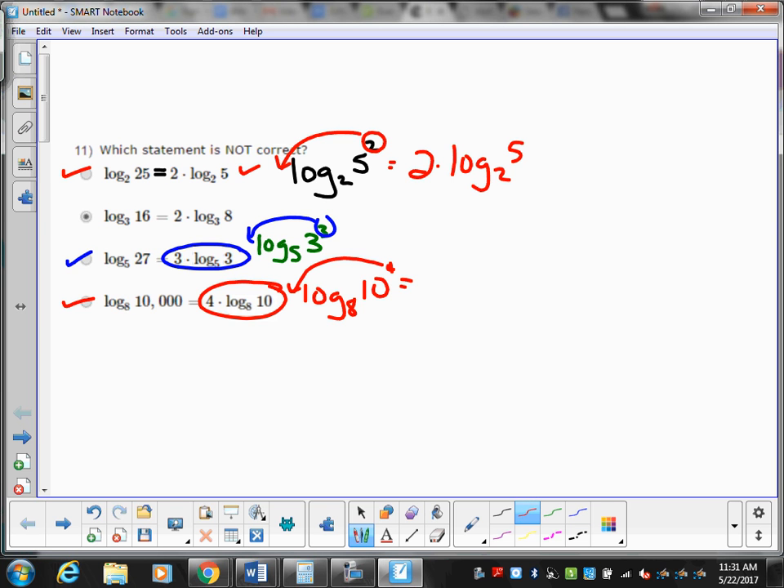The problem here is that 16 is not 8 to the 2nd power. Okay? That's what this tried to make it look like, but that is not the case. And so for this to be correct, you have to have a 4 right here. And that did not happen, so that's the one that is not correct, so that is our answer. Okay.